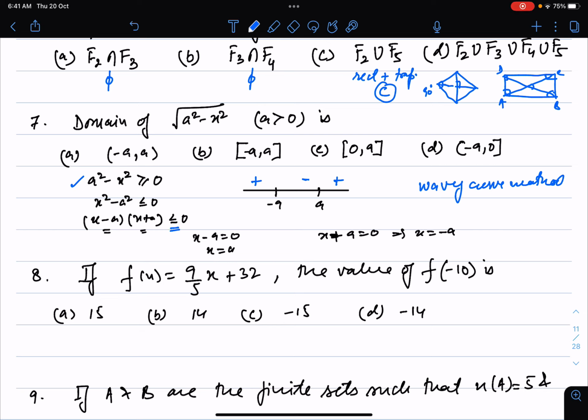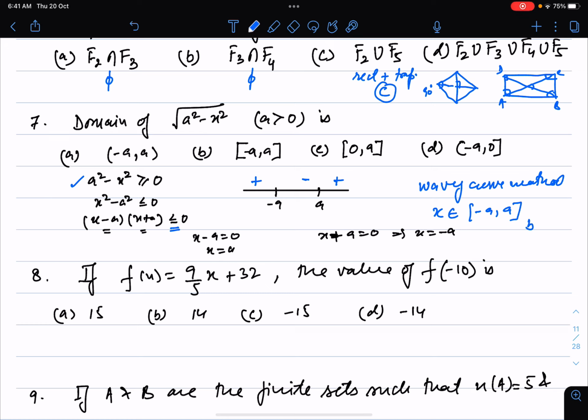So x belongs to minus a to a, inclusive, because there is equality also. If there is equality, then the closed brackets. If the equality is not there, then the round brackets. So option B seems to be the correct one.